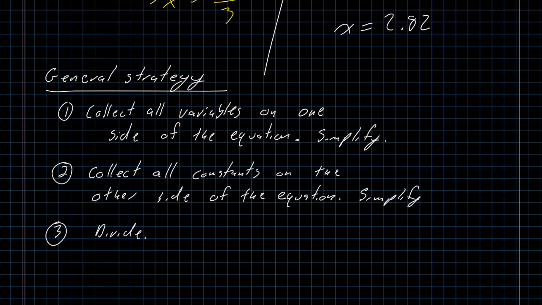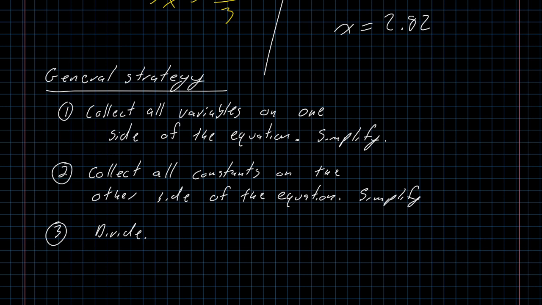As we look at equations that are linear equations but don't look like them, a lot of our effort is going to go into using the properties of algebra that we know to rewrite the equation to make it look like a linear equation. The general strategy for doing this is to first collect all of the variables on one side of the equation and simplify.